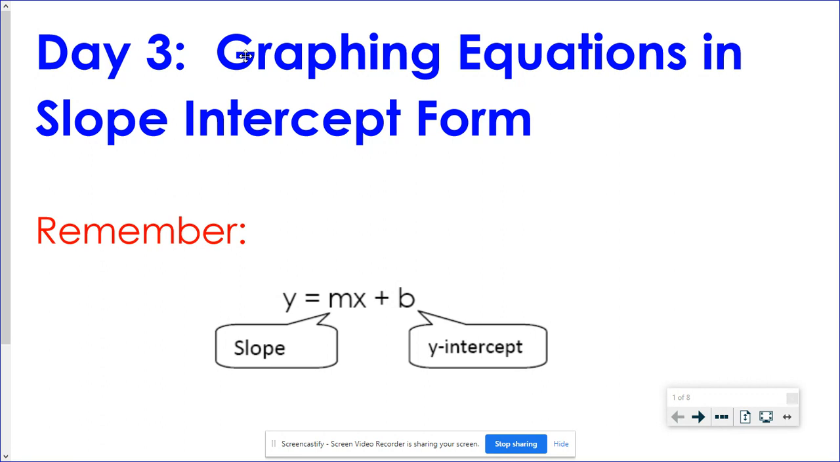Again, remember y equals mx plus b. That's what we're using for slope-intercept form. The m is the slope, but that's how we move. The b is the y-intercept. That's where we begin on the y-axis.